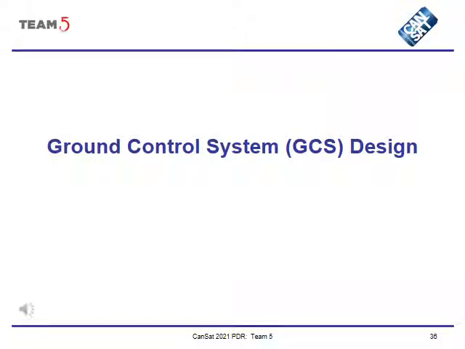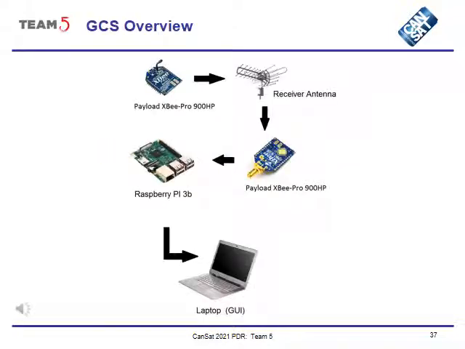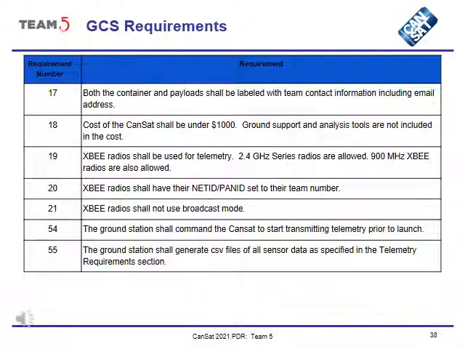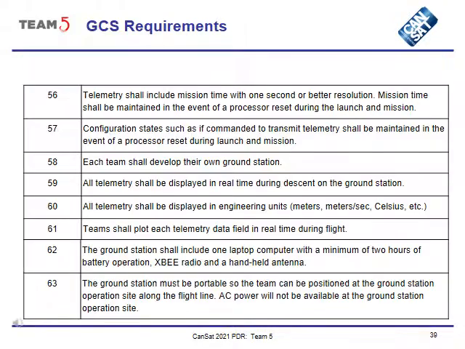Ground Control System Design, GCS. GCS Overview. Here we have a chart that explains the data flow. The GCS requirements are shown in requirements number 17, 18, 19, 20, 21, and 64 through 63, 56, 57, 58, 59, 60, and 61.